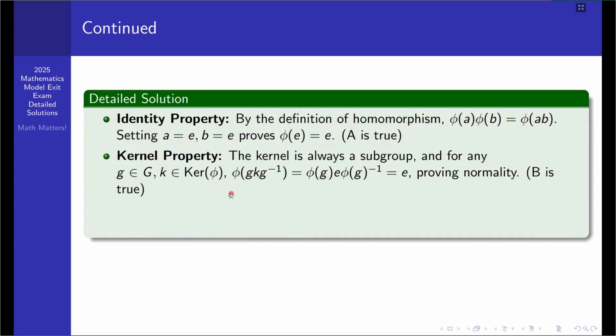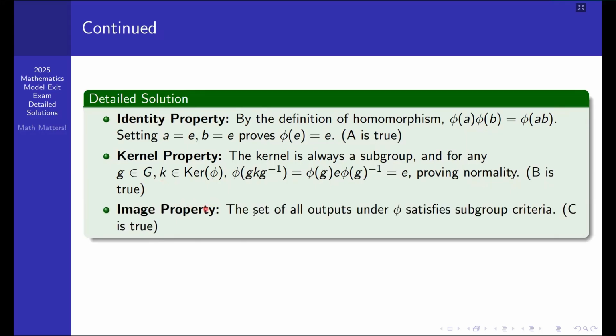Similarly, the kernel property: the kernel is always a subgroup, and for any g which is an element of G, and k which is an element of the kernel of phi, phi of g k g inverse is equal to phi of g times e times phi of g inverse, which is the identity element, simply e, proving normality, so B is also true. Alternative B is also true.